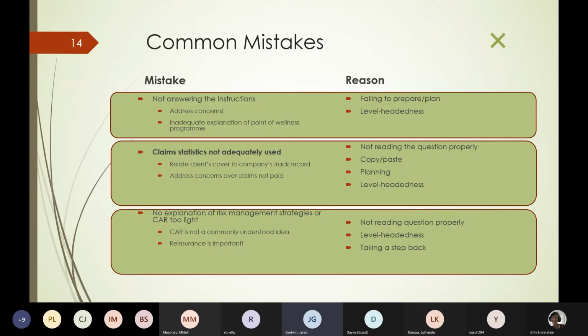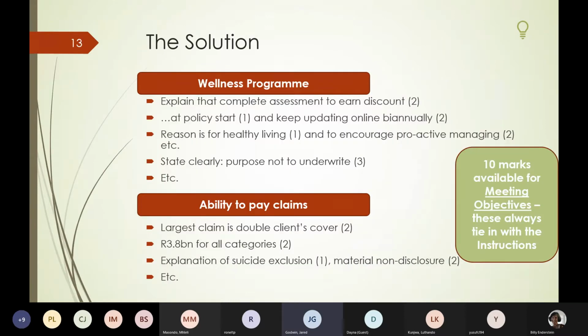I'm going to go to the common mistakes, but I'm going to just pause there because I want to know, first of all, is this sufficient to see how we mark, or do you need more convincing?